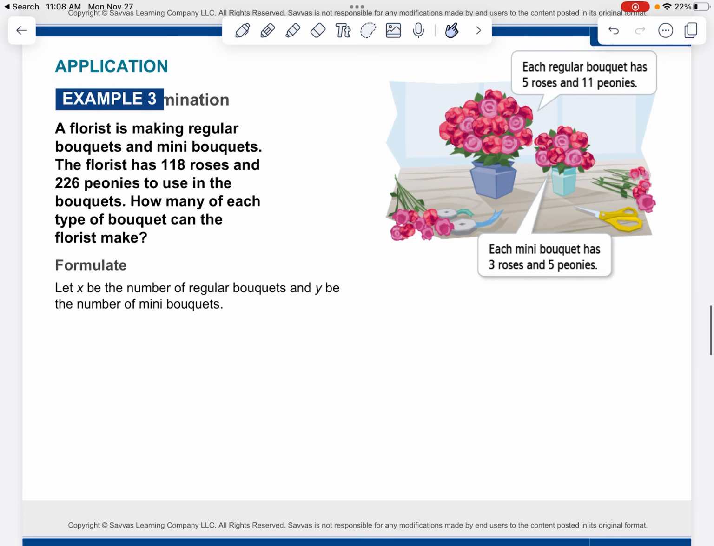Application. A florist is making regular bouquets and mini bouquets. The florist has 118 roses and 226 peonies to use in the bouquets. How many of each type of bouquet can the florist make? Let X be the number of regular bouquets, and Y is going to be the number of mini bouquets. So one of our equations is going to represent our roses. Our other equation is going to represent our peonies.